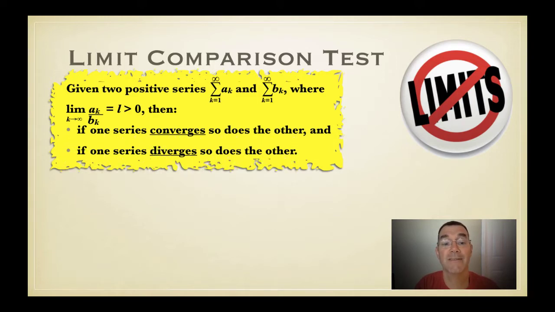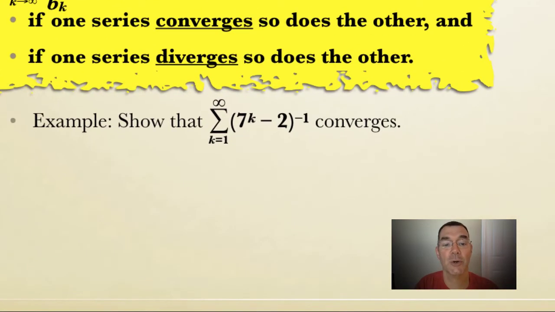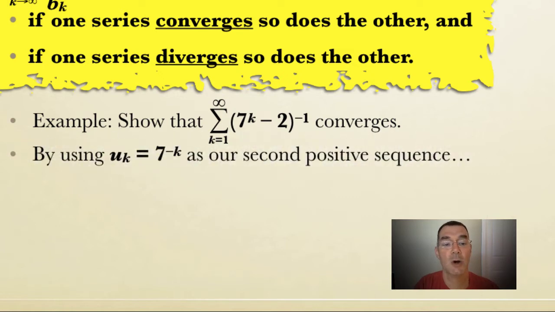And if one of the series diverges, then so does the other one. All right, so for example, let me show that (7^k - 2)^(-1) converges. So that is a positive series that converges, and so is 7^(-k).